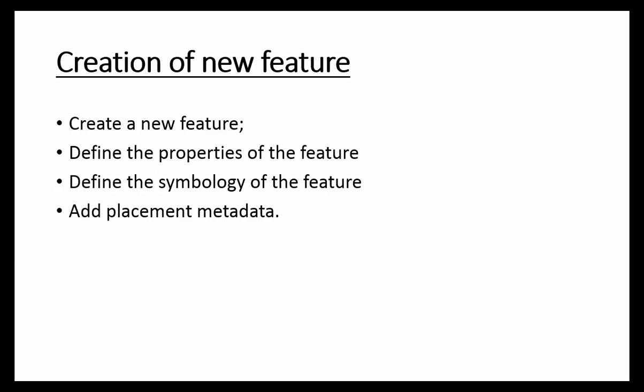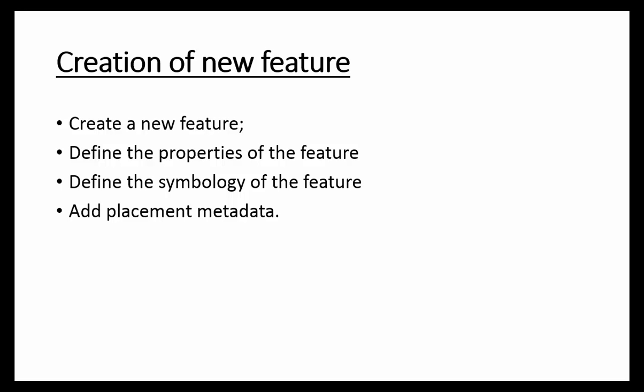Now comes the main part, that is creation of a new feature. Now the first basic question, what is a feature? A feature is a geospatial object. Now a feature can contain many geometries, properties and subfeatures. When we define any feature, XFM makes a distinction between primary feature and subfeature.